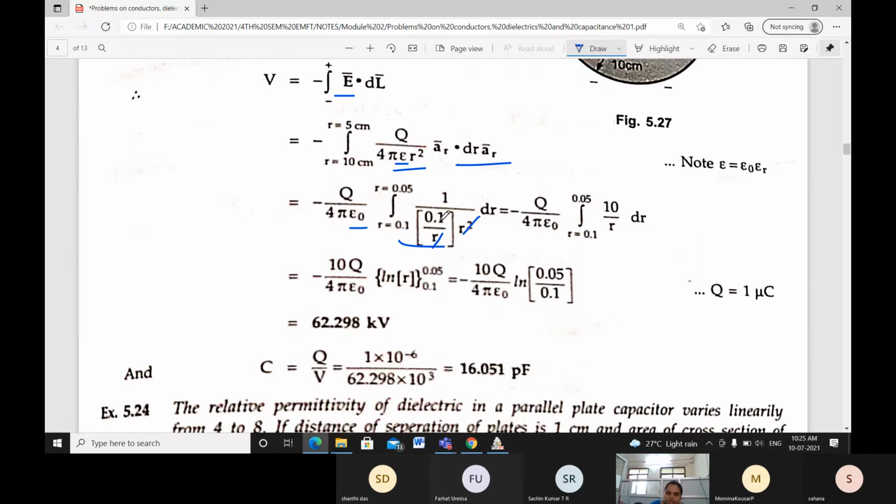Then this 0.1 I can write in terms of a numerator, it is 10 divided by what is remaining, R into dr. That's it. Then that's going to be equal to what? Just 10 is a constant again. 10 Q divided by 4 pi epsilon naught. Our 1 by R integration is going to be ln R. The limit is going to be 0.05 to 0.1. Then substitute that, then by using your calculator you go with it.